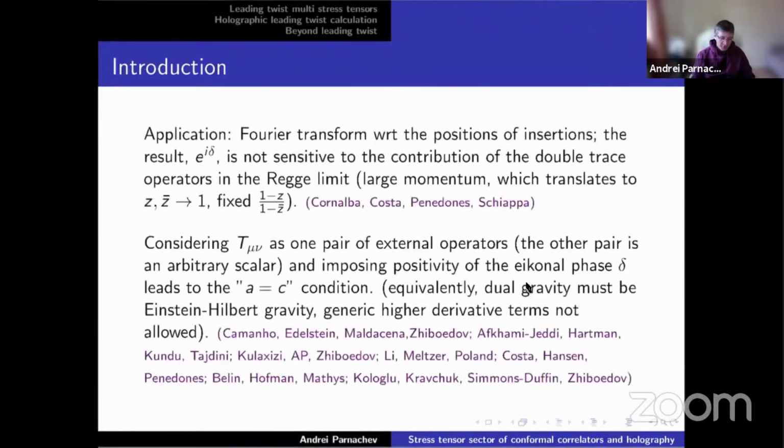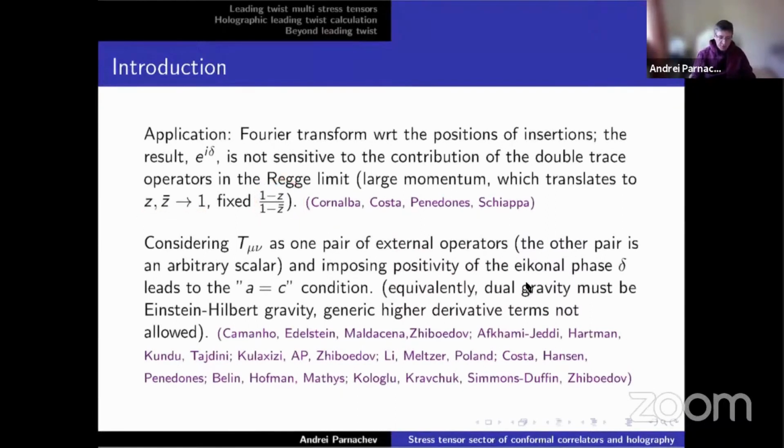Now, one can do the following interesting application of the story. So consider a Fourier transform of this 4-point correlator with O1s and O2s with respect to the positions of the insertions. And consider the regime where the momentum of the Fourier transform, both momenta are very, very large. So this is a Regge regime, which corresponds from the CFT point of view to the situation where both z and z bar go to 1 with the ratio fixed.